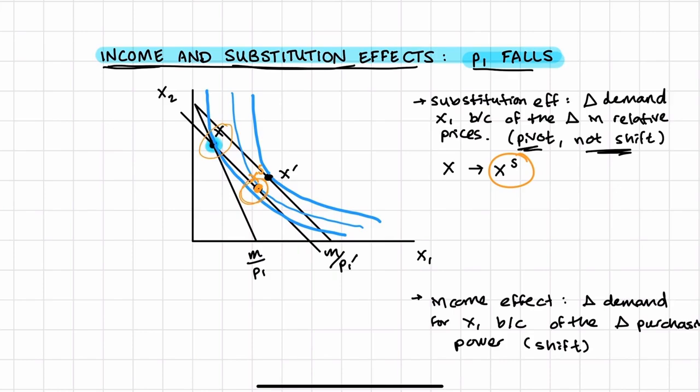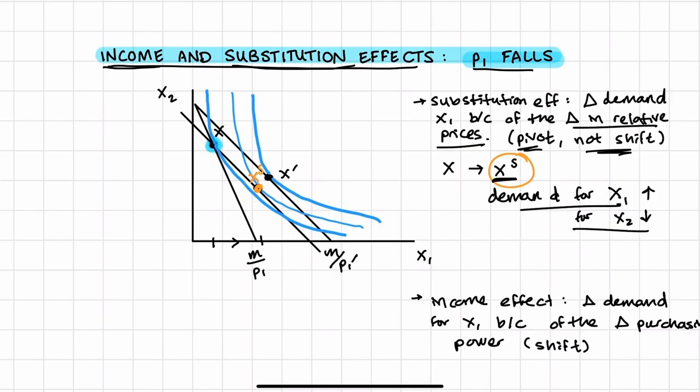What happens to the demand for X1 in the substitution effect? We see originally we're getting this much X1, and then under the substitution effect, we get way more X1. Demand for X1 increases, and the demand for X2 falls. And that makes sense because of the change in relative prices. That's what the substitution effect isolates. X1 has gotten a lot cheaper, so we buy more of it, and X2 has gotten more expensive, so we buy less of it. So that's the substitution effect right there.